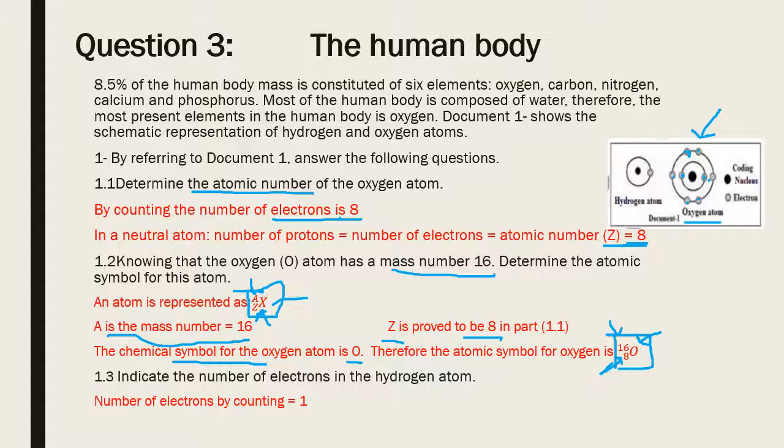Indicate the number of electrons in the hydrogen atom. This is our hydrogen atom. Our hydrogen atom has 1 electron.